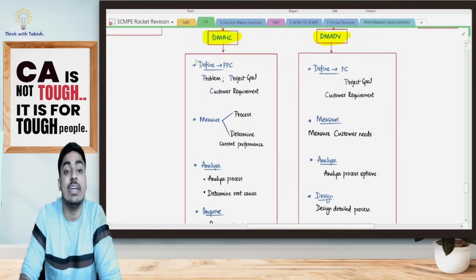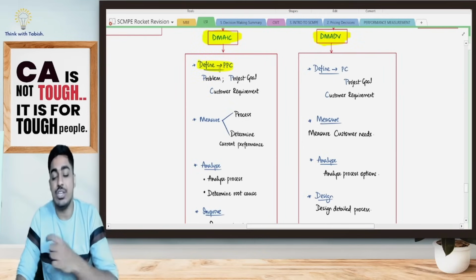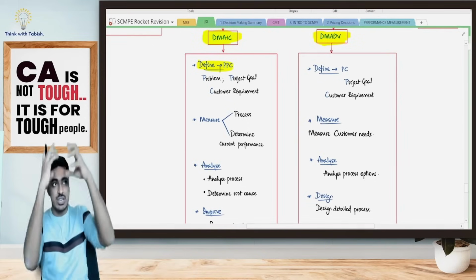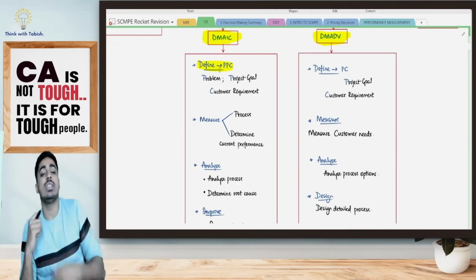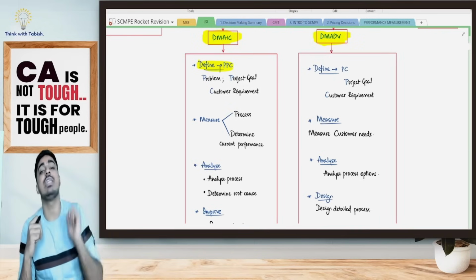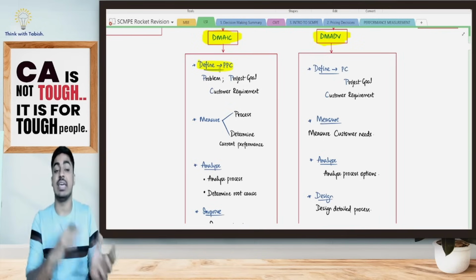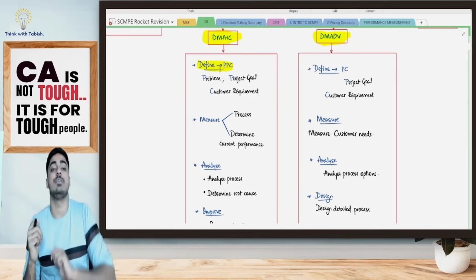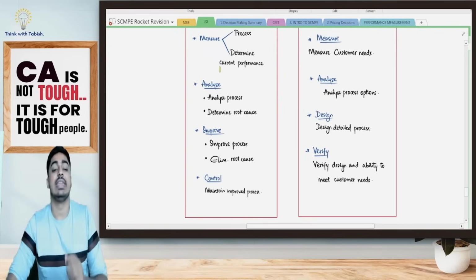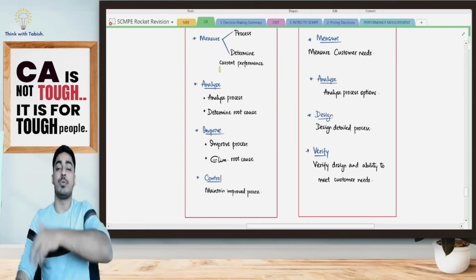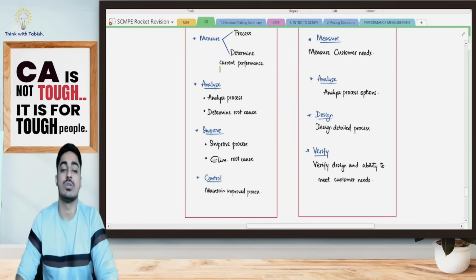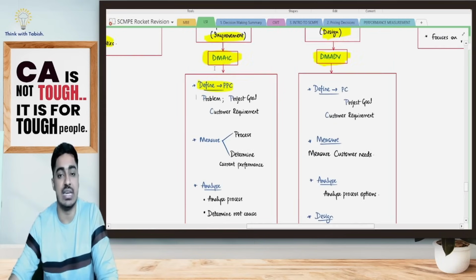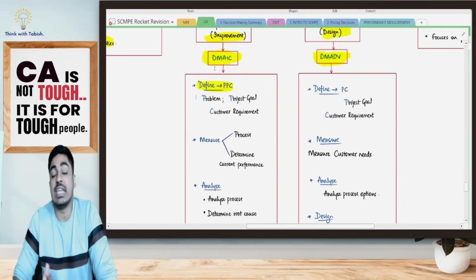Yes, define your PPC. Define your problem, project goal, as well as customer requirement. Measure your existing process and determine the current performance. Right now, at what sigma level you're operating. Based on that, analyze your process and identify the root cause of defect. Once you've identified, next, improve the process so that you can eliminate that root cause. And finally, control, that is maintain your improved process. Is it clear?